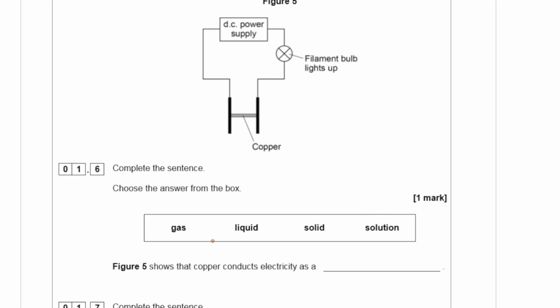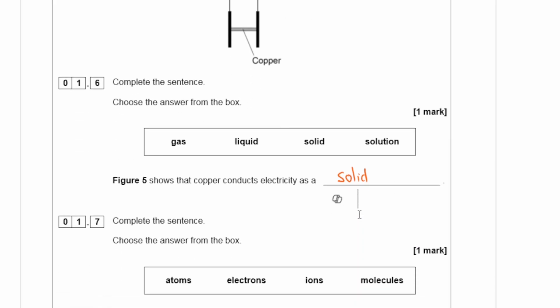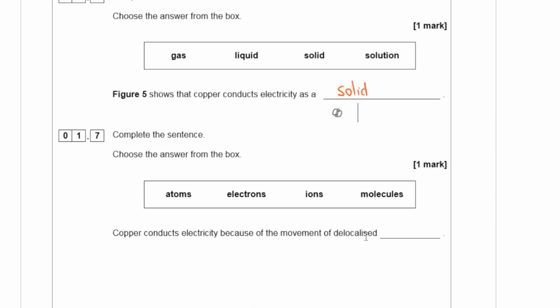Choose the answer from the box. Figure 5 shows that copper conducts electricity as a solid. Complete the sentence. Choose from the box. Copper conducts electricity because of the movement of delocalised electrons.